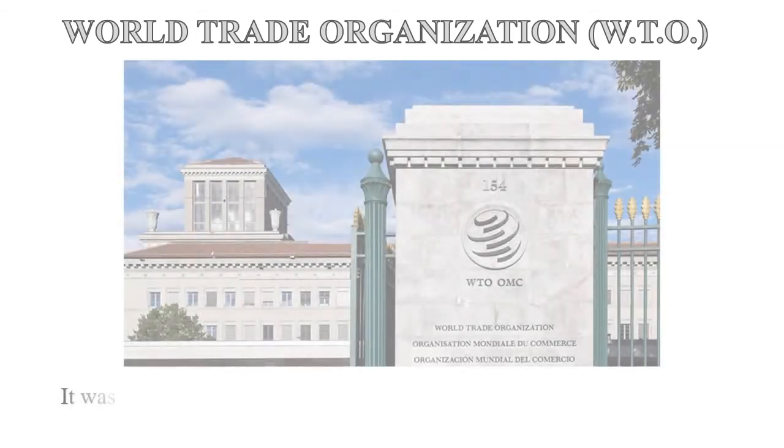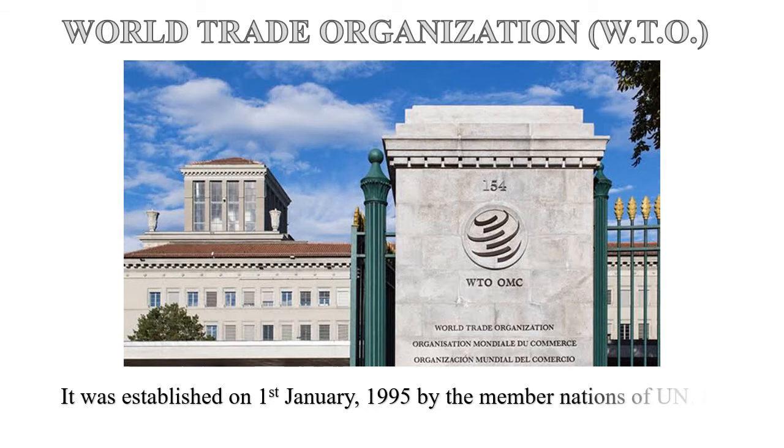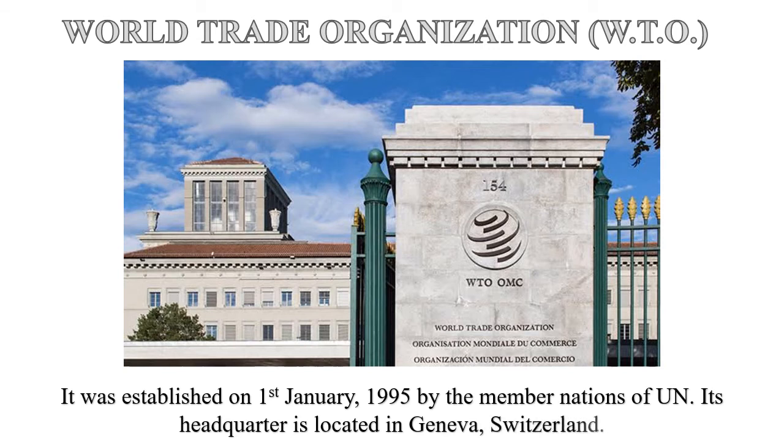Moving on towards the organization which actually controls global trade all over the world, the World Trade Organization, in short WTO. This is the headquarters of the World Trade Organization, which was established on 1st January 1995, and it is located in Geneva, Switzerland. And this picture is the main gate of the headquarters of the World Trade Organization.